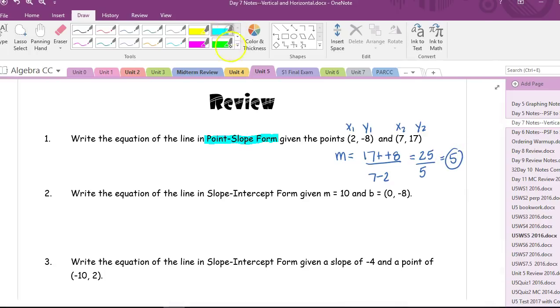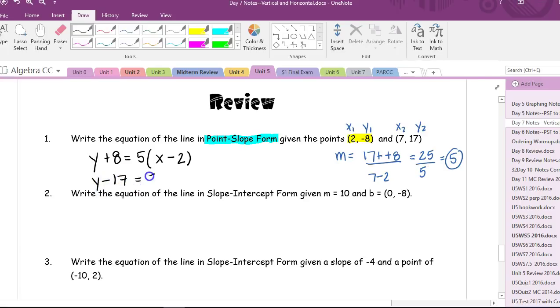All right, so now we can pick whichever point we want. I'm going to pick this one. And we're going to do point slope form. Start with your y, opposite of your y coordinate, equals slope, parentheses, x, opposite of your x coordinate. If you liked the other one, it would look like this.